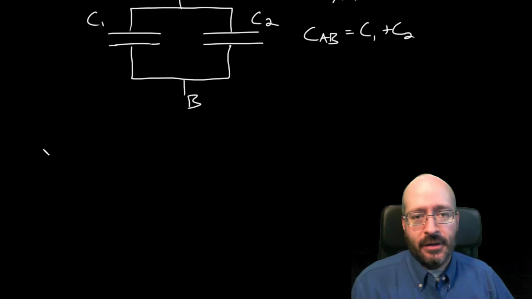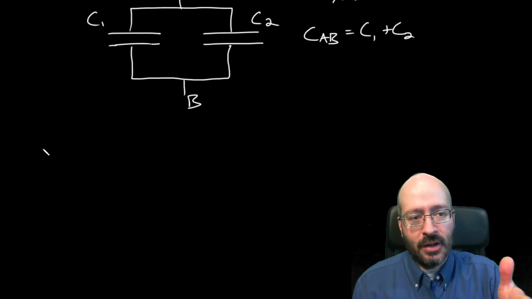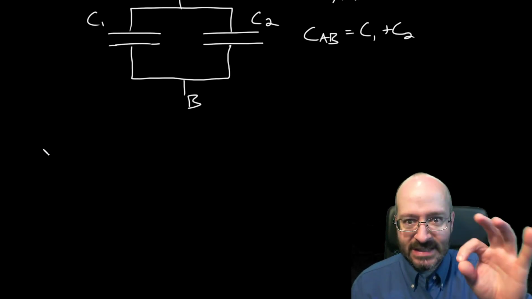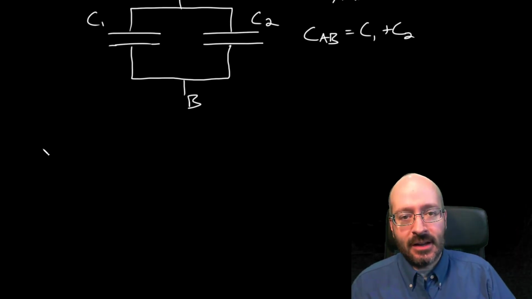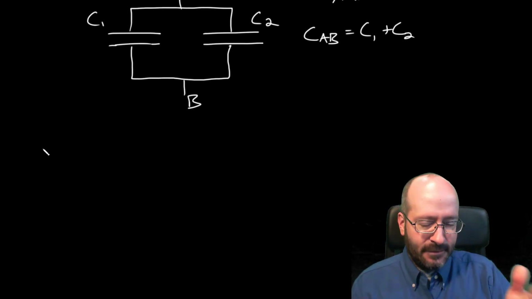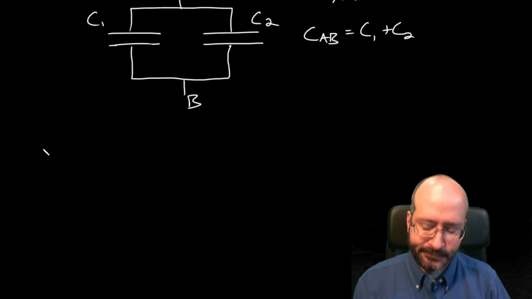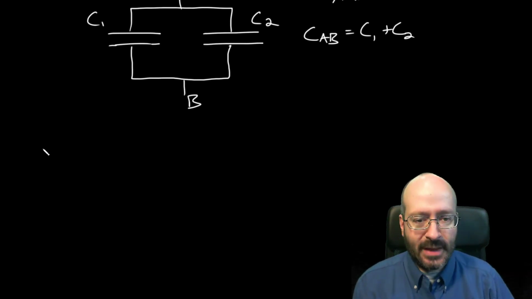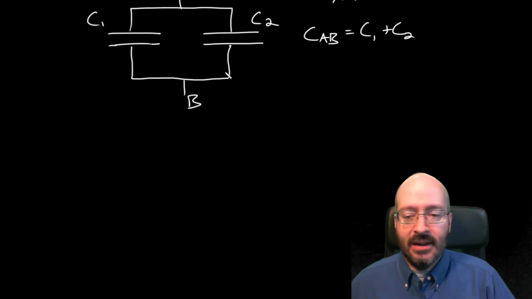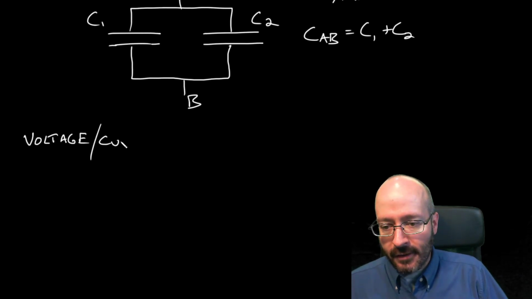Our fundamental laws of circuit analysis. I've been saying KVL, KCL, Ohm's law. I'm hoping that I've drilled into your head that everything comes back to KVL, KCL, and Ohm's law. And if you think about Ohm's law, it's V equals IR. Well, there's no resistance here. Not in an ideal capacitor, at least. So how do we relate voltage and current?